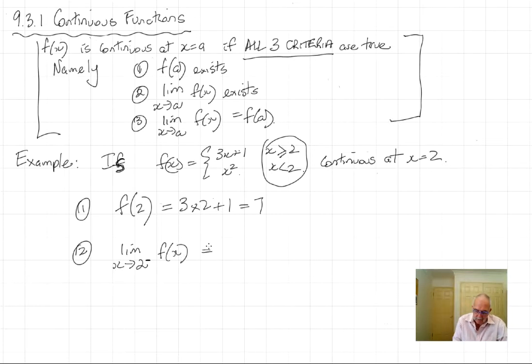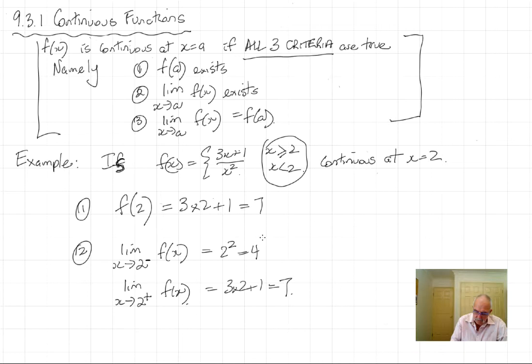Now we've already said that as x is less than 2, it behaves like x squared. So it's going to be 2 squared, which is equal to 4. As x approaches 2 from the positive side, so x is 2.001 or something like that, a bit bigger than 2, it's going to behave like the linear graph. So it'll be 3 times 2 plus 1, which is equal to 7.